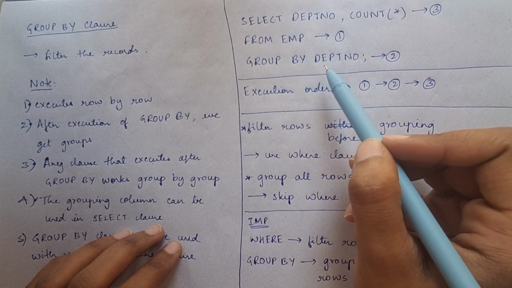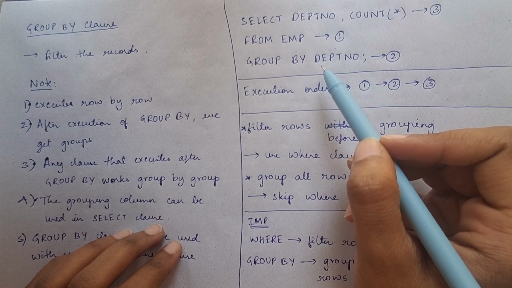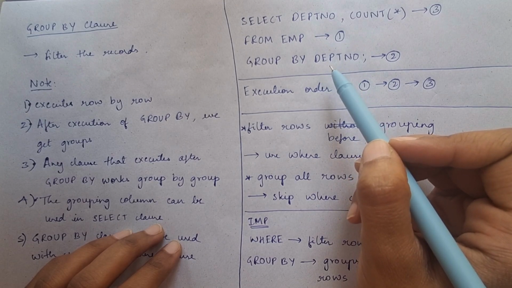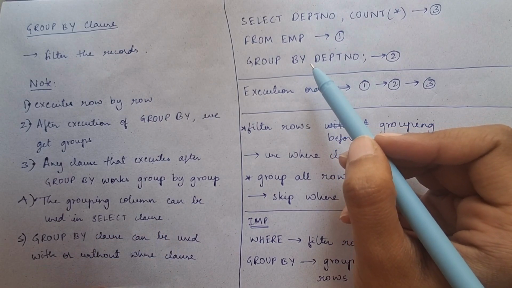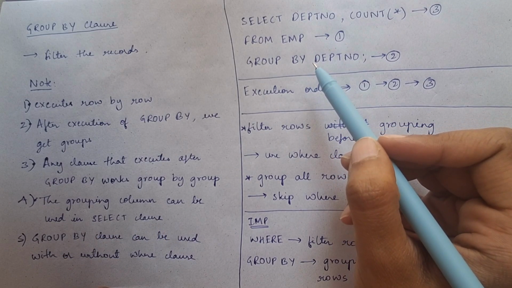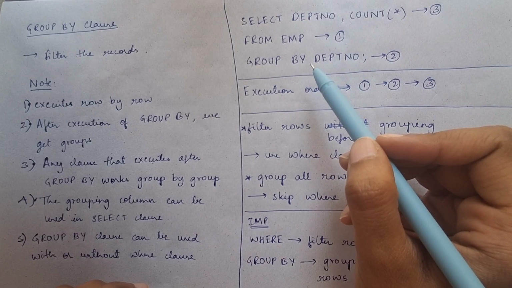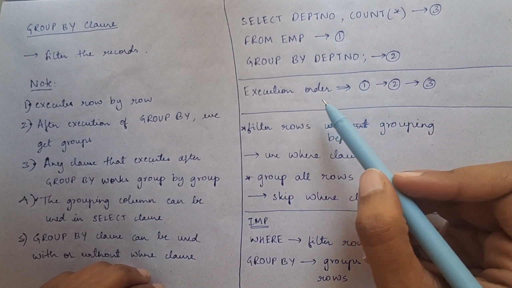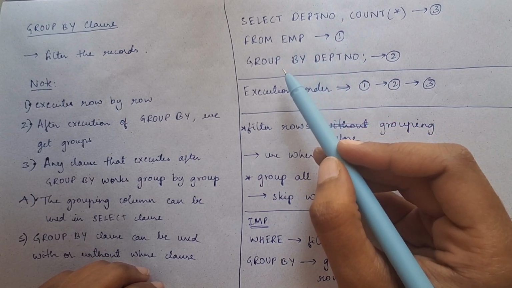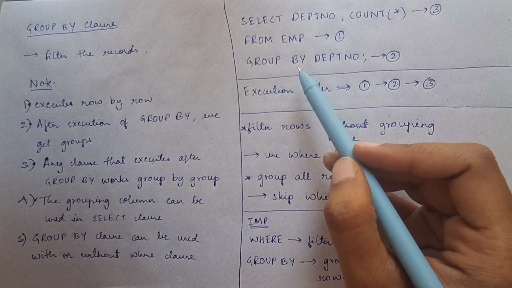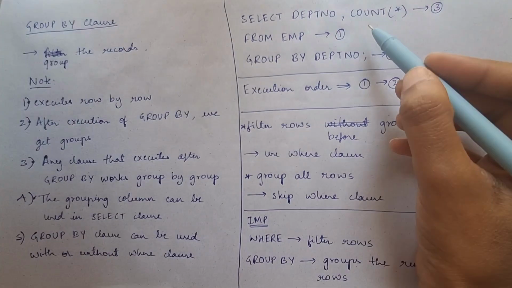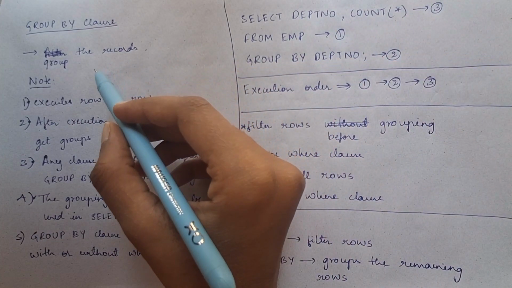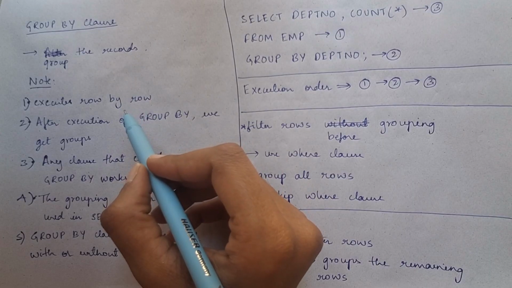Group by department number. This puts everyone who has the same department number into the same group. In simple words, I can say that it will go through the employee list, group everyone by their department and tell how many employees are in each department. And guys, the order of execution is from EMP, then group by department number, and at last select department number, comma, count asterisk. And guys, group by clause is used to group the records and it executes row by row.